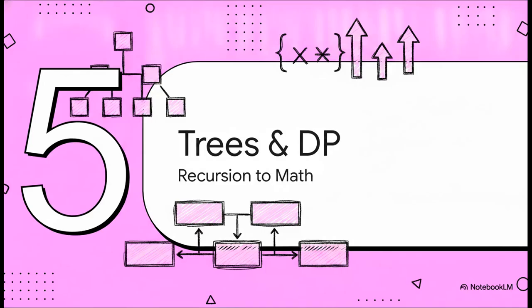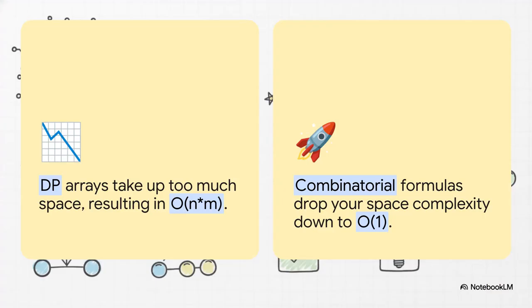Section 5. Trees and Dynamic Programming, from Recursion to Math. Let's look at the unique paths grid problem. Okay, you've got a robot in the top left corner moving down and right to reach the bottom right. The standard, expected interview approach here is to build a 2D dynamic programming array to cache the paths, right? But that eats up O(n times m) space in memory.